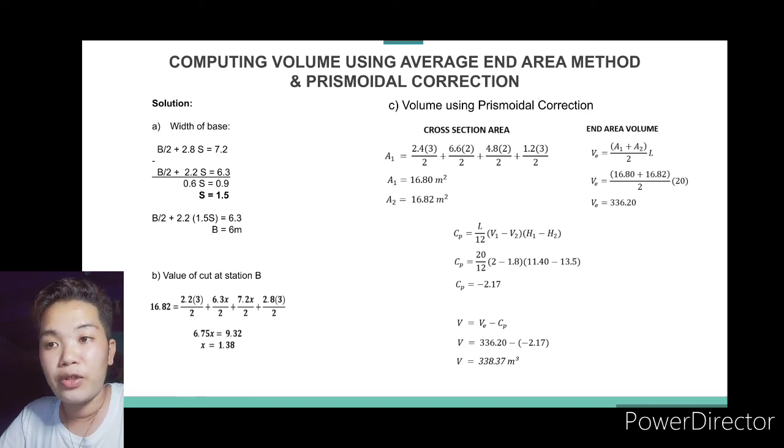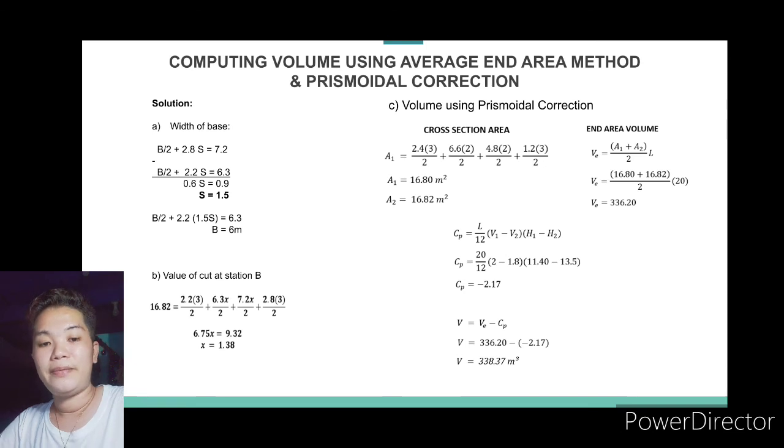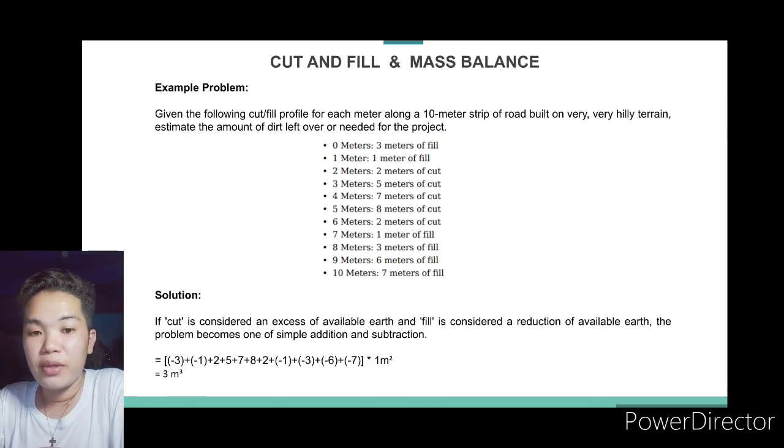And now computing for the volume using prismoidal correction, we substitute the value we get for the end area volume and the prismoidal correction, which is 336.20 minus negative 2.17, and now we arrive at the value of volume, which is equivalent to 338.37 cubic meter.